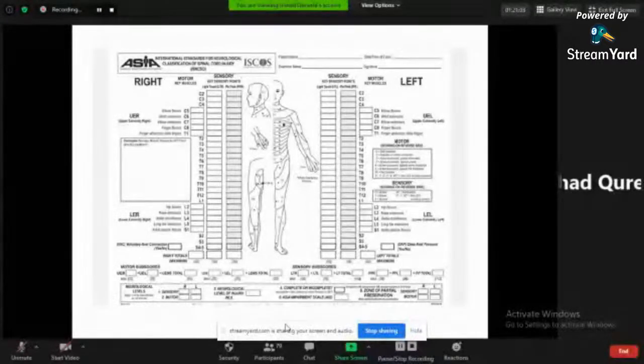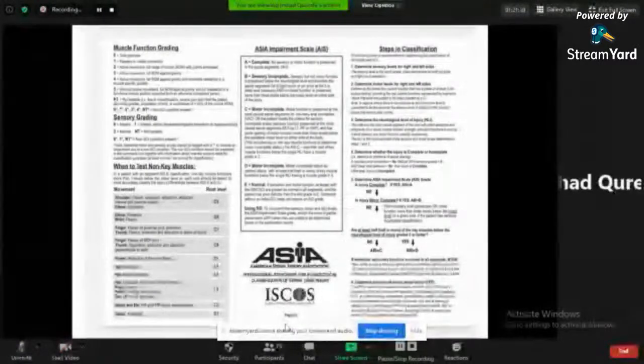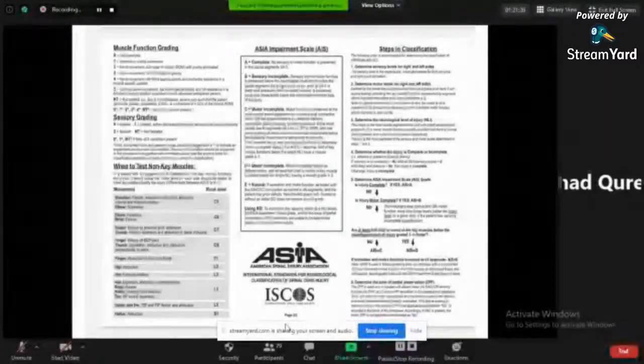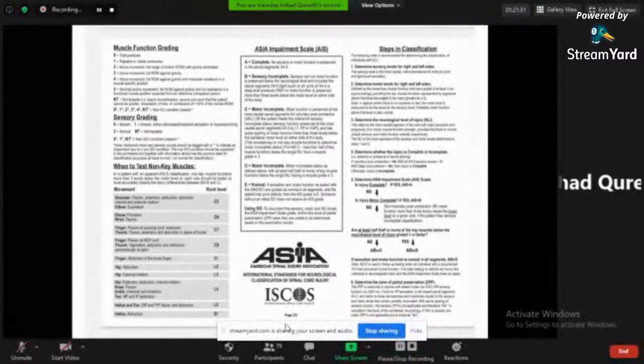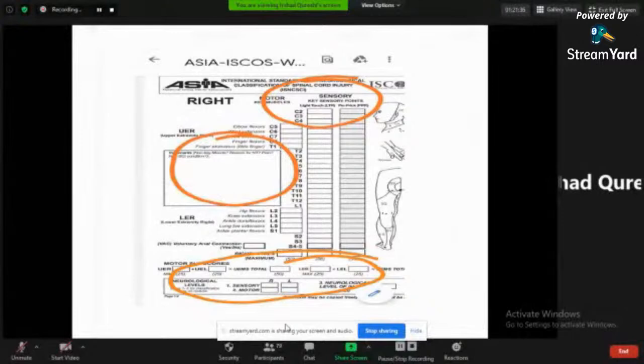This is what the new revised worksheet or assessment sheet looks like. We are quite familiar with this, and certain amendments or changes have been made. I'm going to zoom in, and I have just highlighted those changes. And this is the second page, which is quite familiar. Here only the definition of zone of partial preservation has changed, as well as the consideration for motor function grading. This has been changed with the new application of what has been recommended.